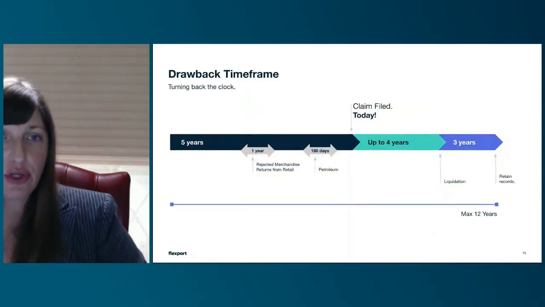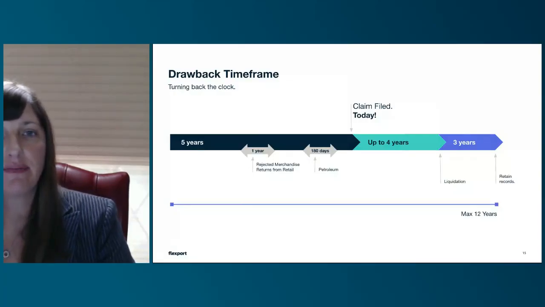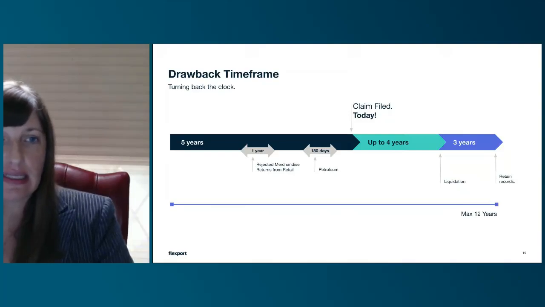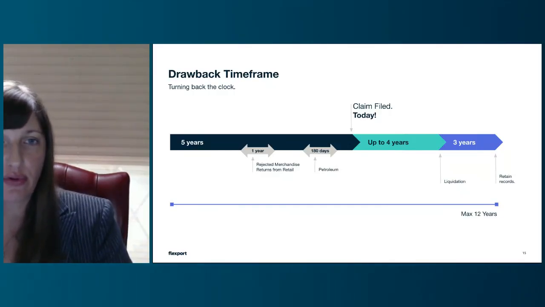The time frame for drawback was simplified with the modernization of drawback under the Trade Facilitation and Trade Enforcement Act of 2015. The not-so-new guidelines allow a claimant to claim drawback on a U.S. entry with an import date within 5 years of the claim filing date. The export must fall after the import date. There are a few exceptions.